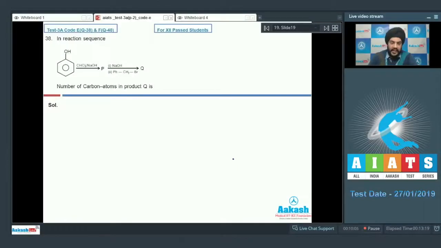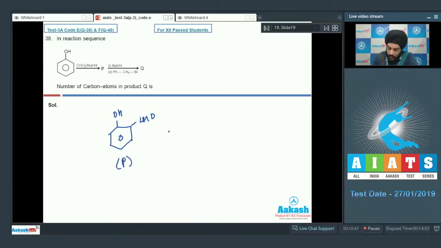This section contains 3 questions, and the answers to these questions are in the form of double-digit integers. So let's start with question number 38. In the reaction sequence, we have phenol reacting with CHCl3 in presence of NaOH. Students, this is the Reimer-Tiemann reaction, and it will lead to the formation of salicylaldehyde. So we have PhOH and CHO at the ortho position.